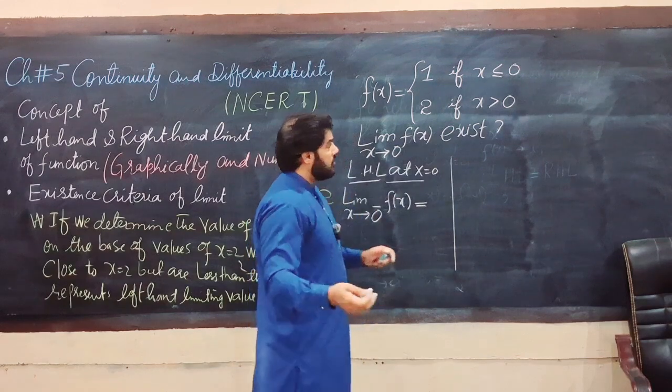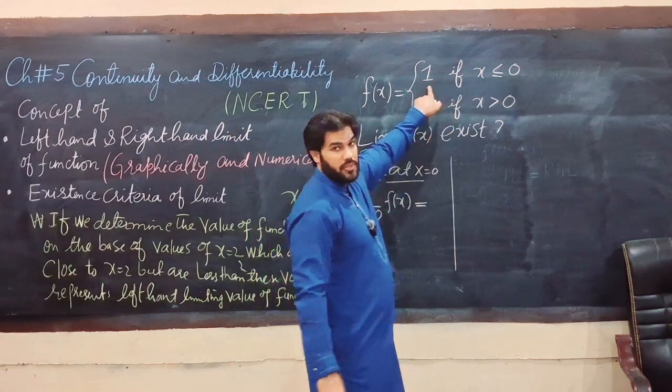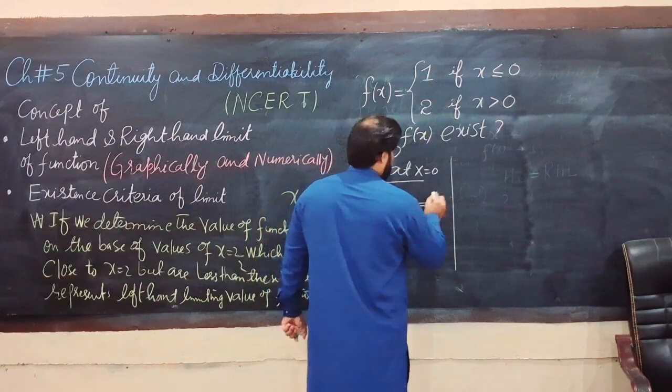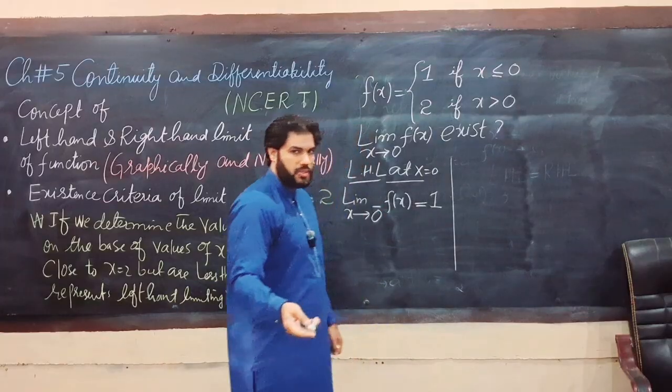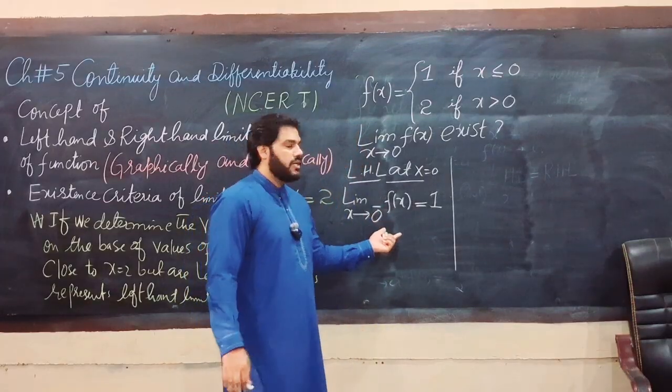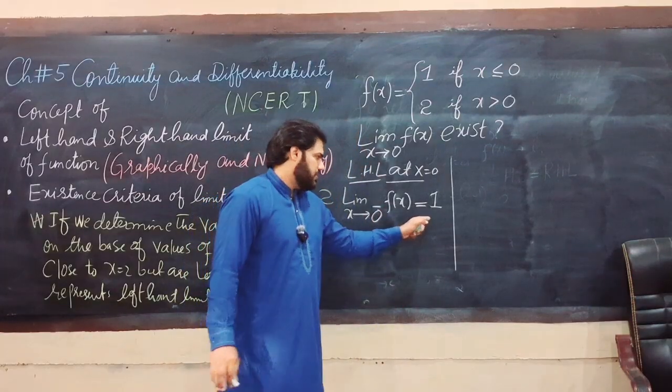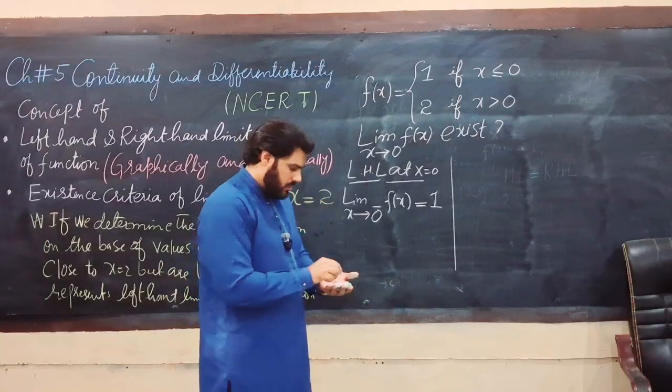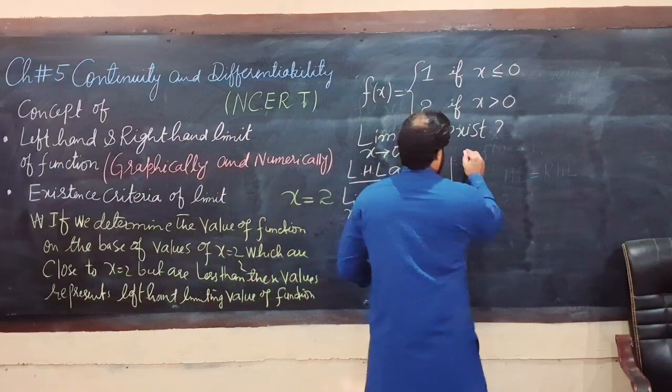What is the value of the limit of the function? This is equal to 1. As 1 is a finite real number, I can say that the left hand limit of the function exists and it is equal to 1. Now I evaluate the right hand limit of the function.